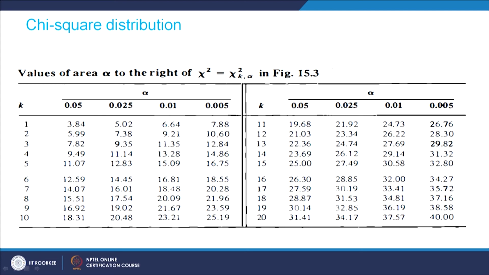Similarly, for any other value of k and for any particular value of alpha, we have different threshold values. Now, utilizing these threshold values, this particular chi square distribution is very, very useful to us. Now, how is this useful?